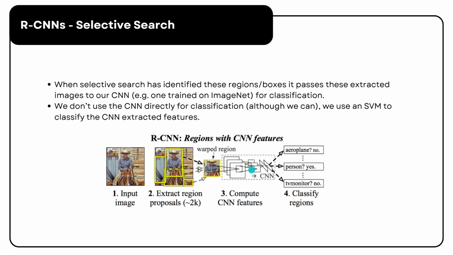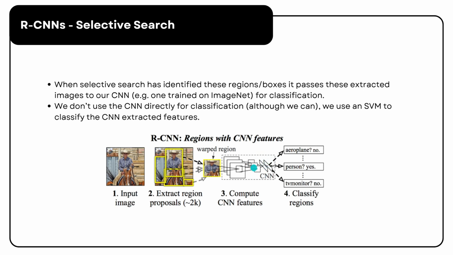A common choice here is a pre-trained network like AlexNet or VGG, often trained on ImageNet. But there's something important to understand. We don't use the CNN directly to classify these regions. Instead, the CNN acts as a feature extractor. It processes each region proposal and outputs a feature vector, essentially a numeric summary of what's inside the box.